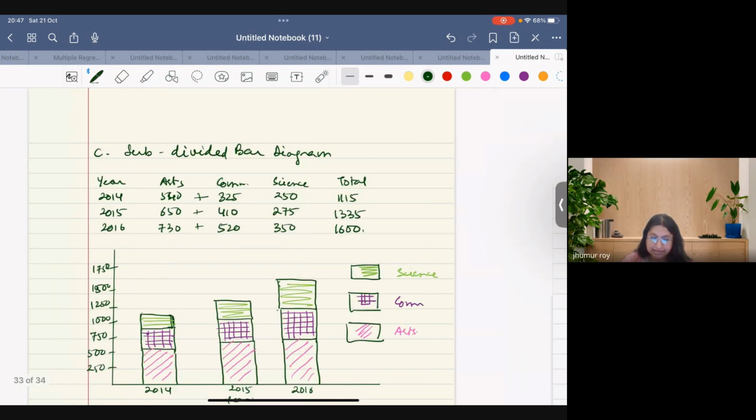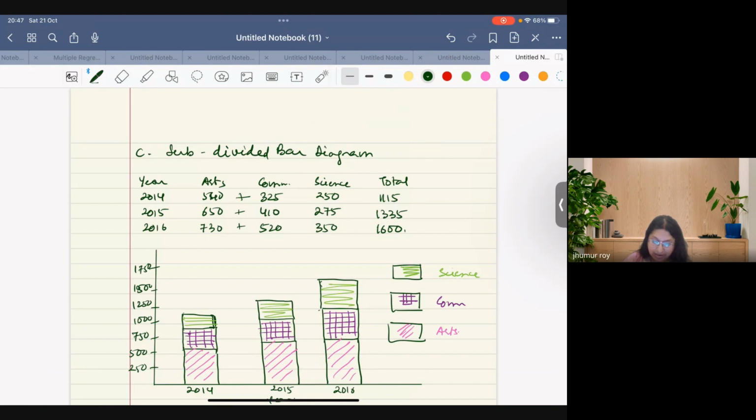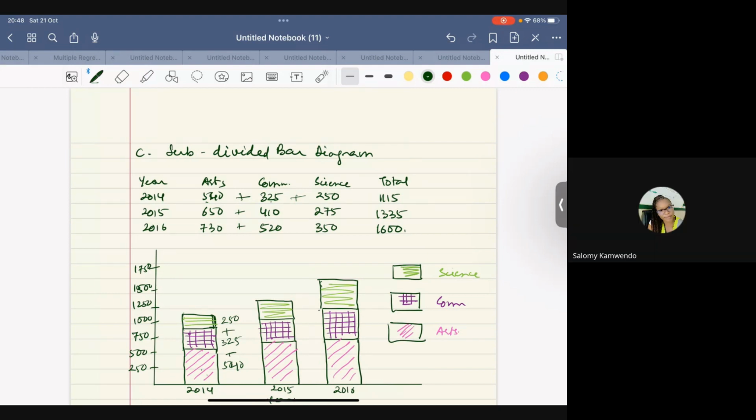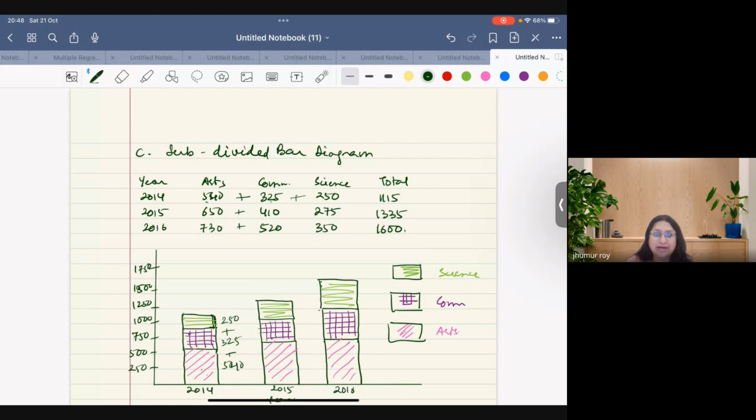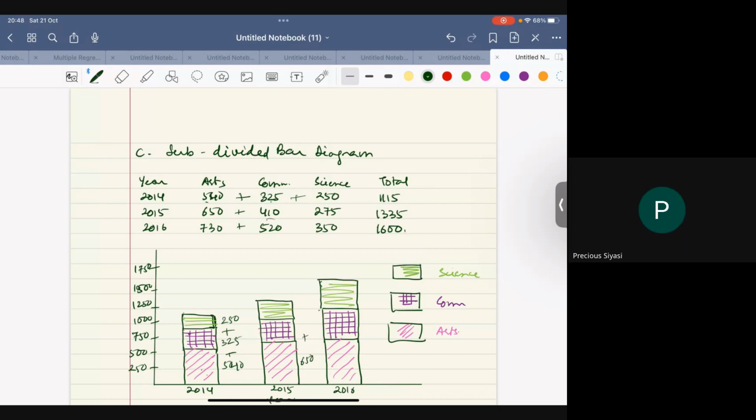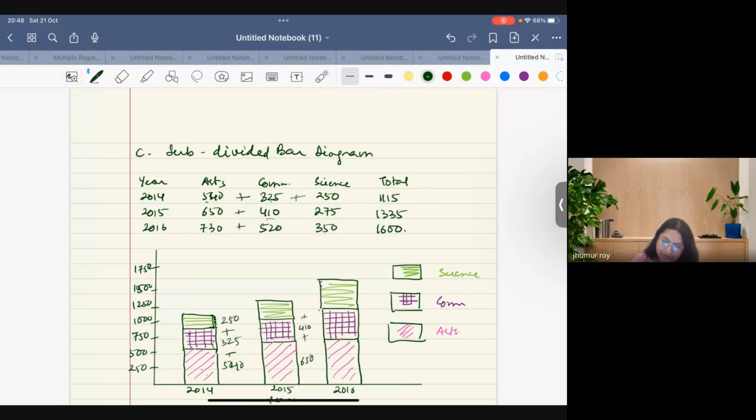Okay. So in this last one, what we did was we added the values like 540 plus 325 plus 250. That is how we are drawing it. Is it clear? So we added the values 540 plus 325 plus 250. That is how we made the first diagram. Is it clear, Salome? Yes, ma'am. Okay, so that is how we have made the bar diagrams, that we have added the values. Next one is 650 plus 410 plus 275.